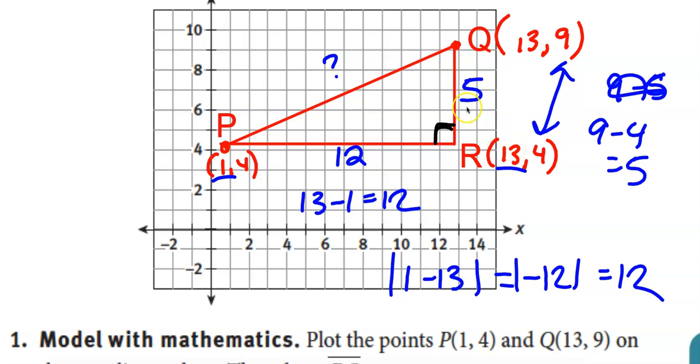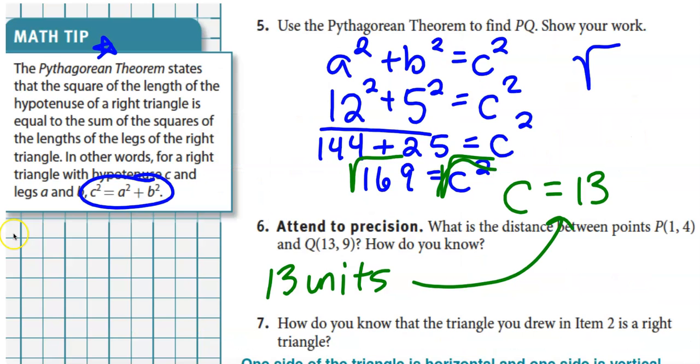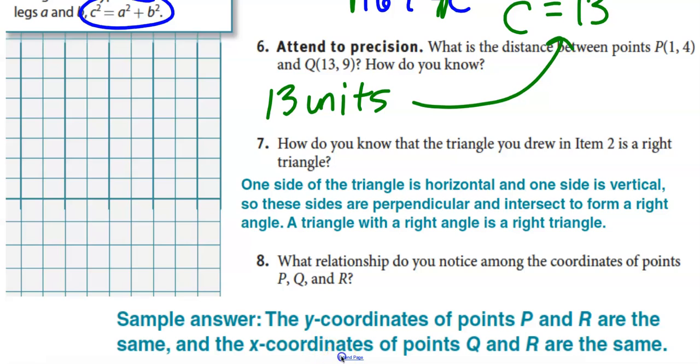So the reason for that is if they're in the same vertical line, they're going to have the same x value because your x value is not changing, only the y values are changing. If you have a horizontal line, your y values are going to stay the same because it's not moving up or down, it's only moving left to right, which is going to change your x values. Cool? Cool. All right.